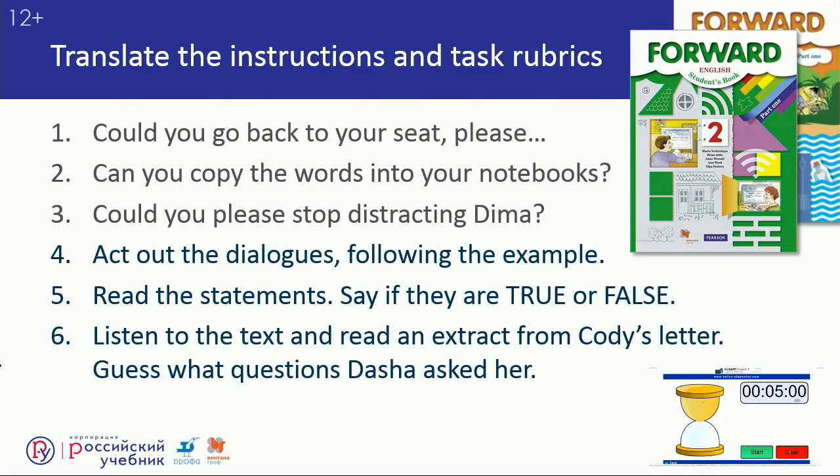Okay. The first one, could you go back to your seat, please? Remember, it's very good that so many of you, Victoria, Ludmila, many other people, managed to remember about this polite way of giving instructions with can you or could you. Really good. Xen as well. Good that you remembered about that. And Arena, could you go back to your seat, please? Right? Let's be polite. Can you copy the words into your notebooks?